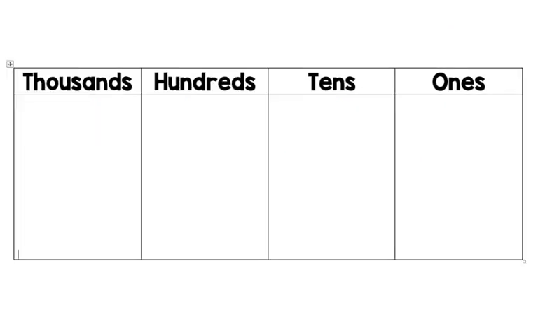Let's do a little bit of a harder one. Let's do 4,782. So I just plugged those digits into the correct column. I have 4 thousands, I have 7 hundreds, I have 8 tens, and I have 2 ones.